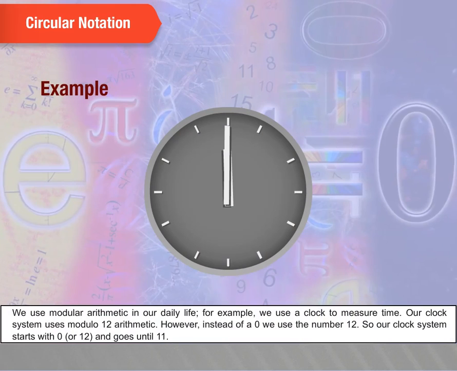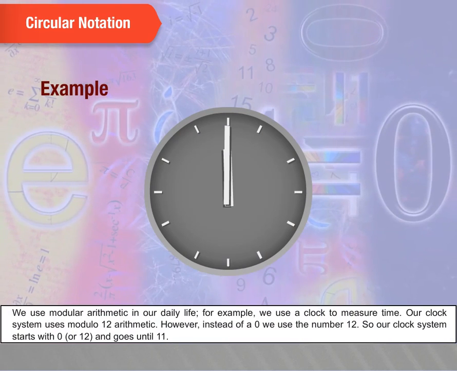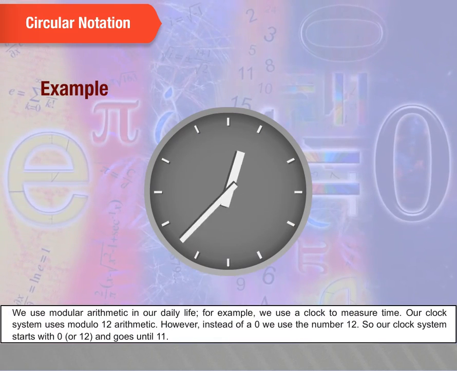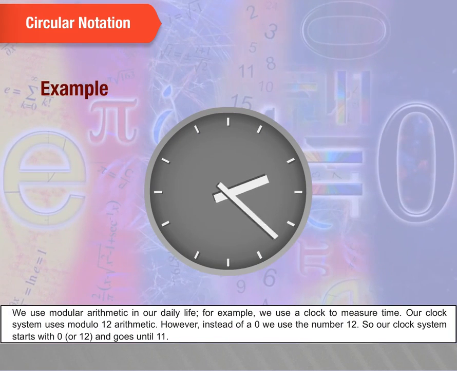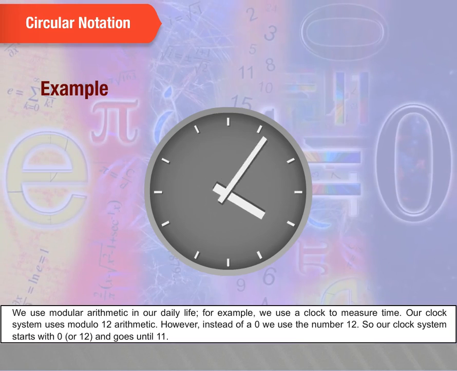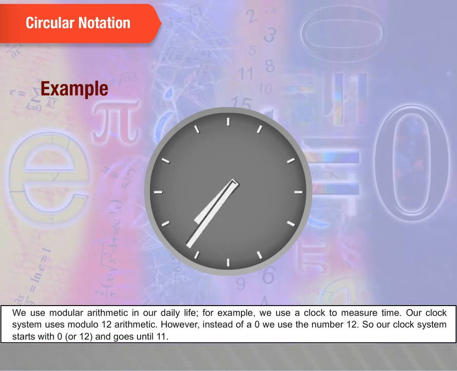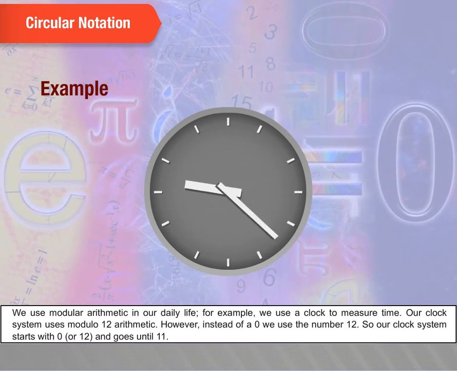Example: we use modular arithmetic in our daily life. For example, we use a clock to measure time. Our clock system uses modulo 12 arithmetic. However, instead of a 0, we use the number 12. So, our clock system starts with 0 or 12 and goes until 11.